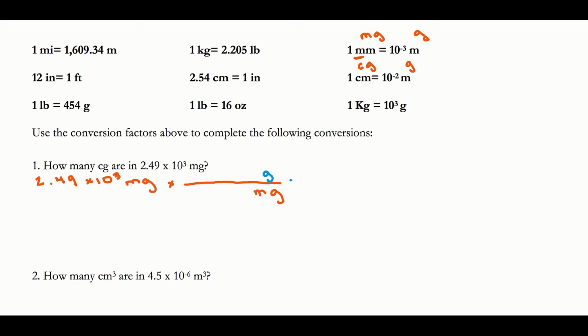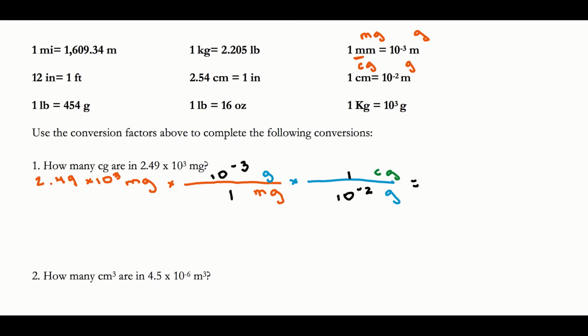Okay. Now I'm in grams, but I don't want to stay in grams because I'm not asked about grams. I'm asked about centigrams. So I'm going to put centigrams on top. But I do know these relationships. So the relationship between milligrams and grams: 1 milligram equals 10 to the negative third grams. Okay. And 1 centigram equals 10 to the negative second grams.